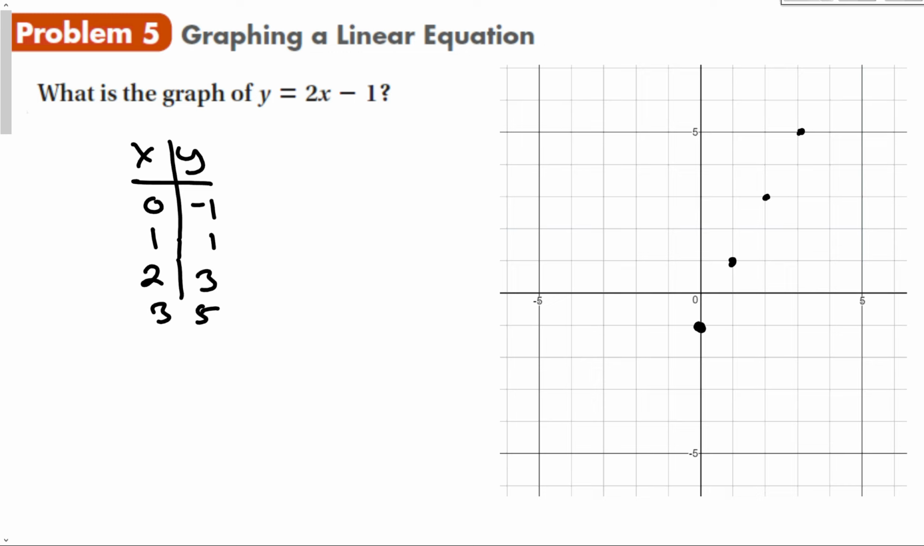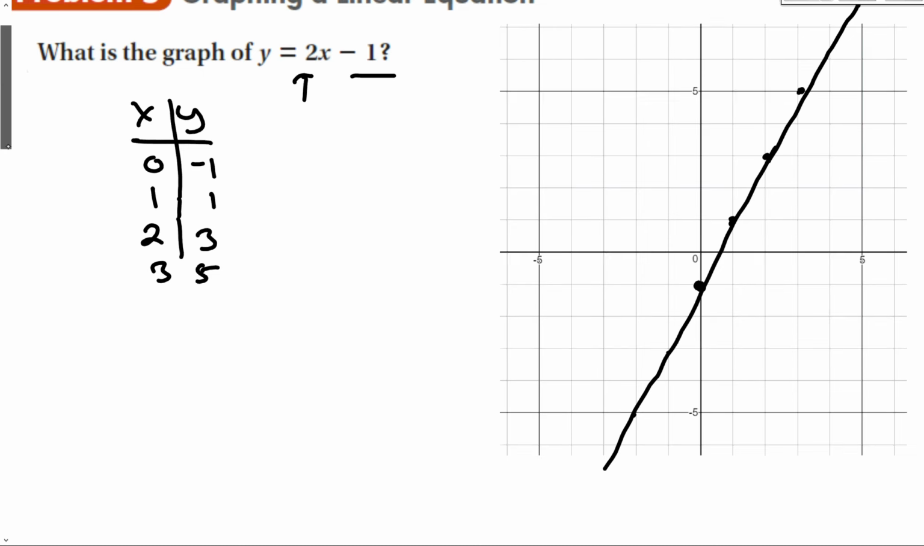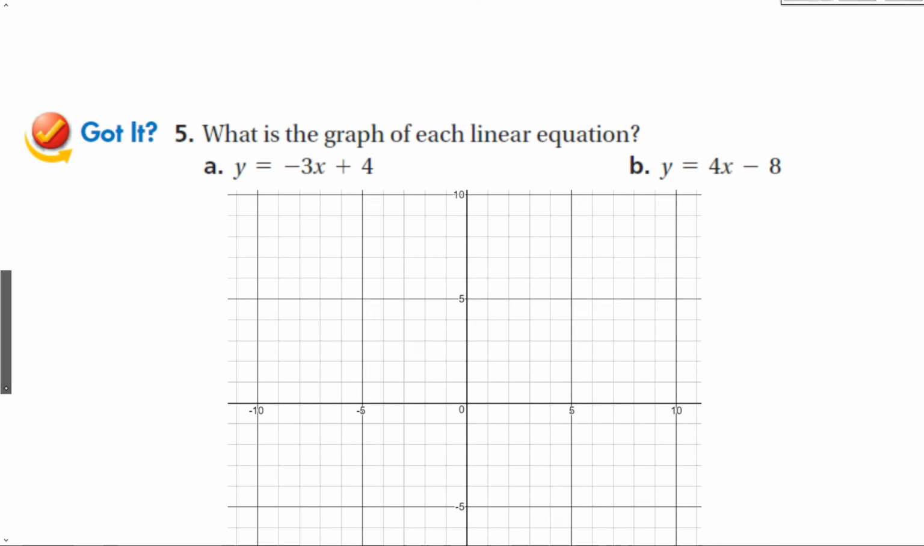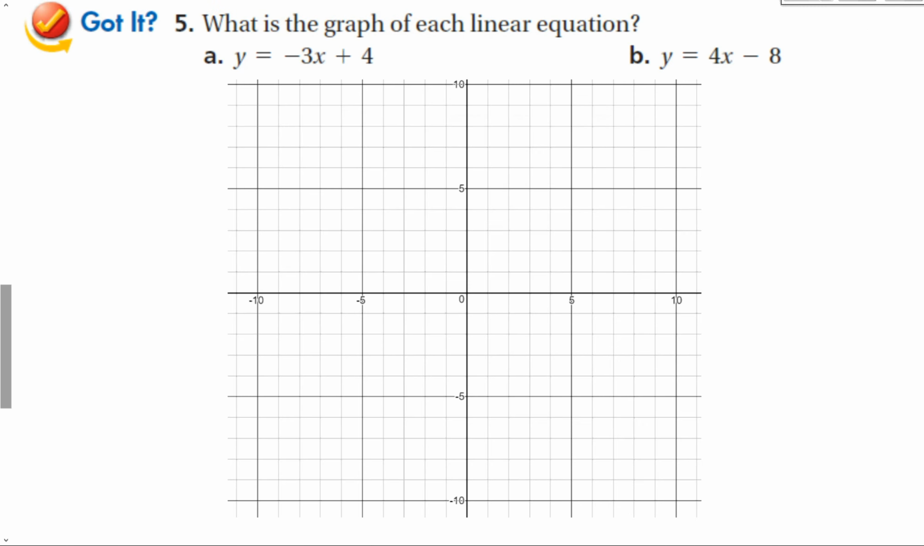And then all we have to do is connect it with a nice straight line. Missed a little bit over there, sorry. Easiest way to graph: start at the intercept, use the slope to get the next couple points, and draw the line. So let's do both of these.